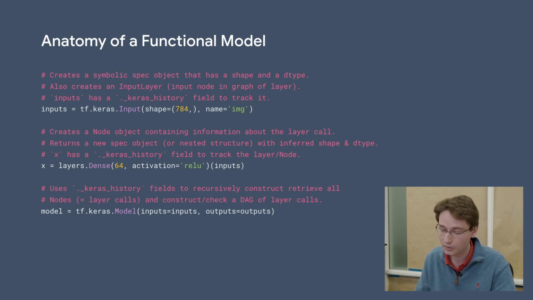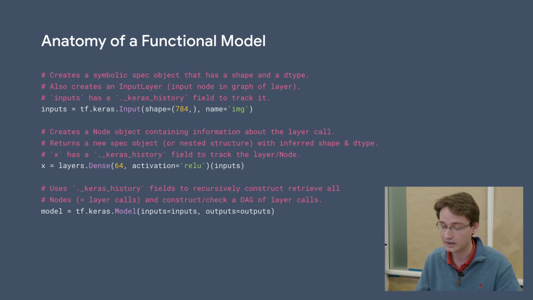And every time you call a layer instance on one of these spec objects, what it's going to be doing is returning a new spec object, or nested structure of spec objects, with the inferred shape and dtype corresponding to the computation that would normally be done by this layer. But in practice, no actual computation is happening when you do this. And this output has an updated underscore Keras history metadata that tracks the node that you've just created in your graph of layers.